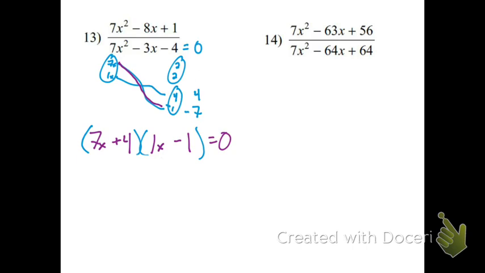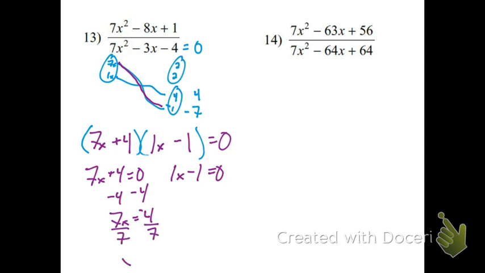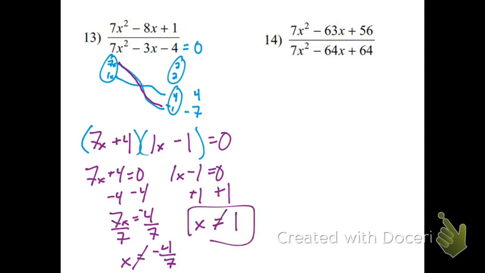Okay, so now we're going to set each of those equal to 0. So 7x plus 4 equals 0. 1x minus 1 equals 0. I'm going to subtract 4. I have 7x equals negative 4. Divide both sides by 7. One of my restricted or excluded values is negative 4/7. So I'm going to go ahead and put the slash through that one. And I add 1 to both sides here. I get x is not equal to 1. So these are my excluded values.